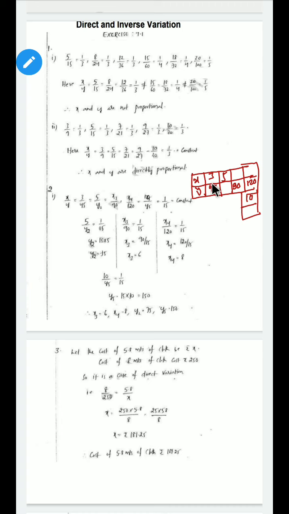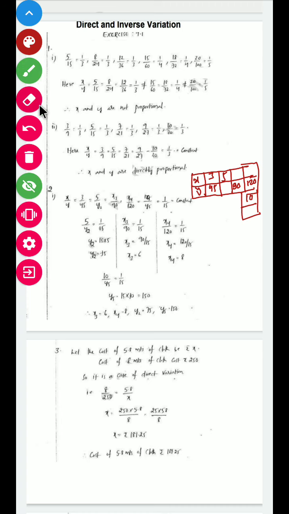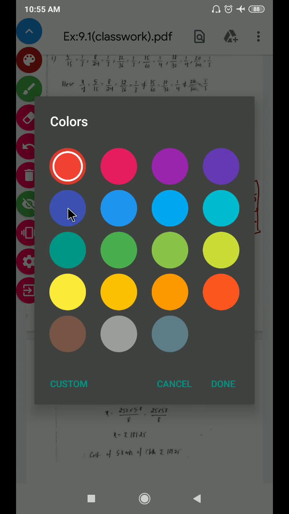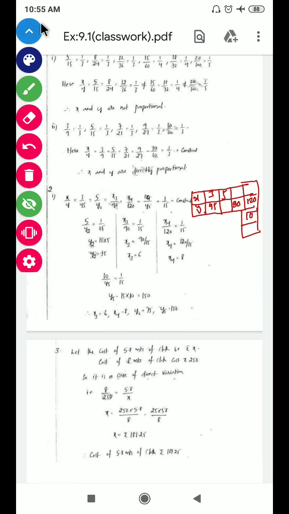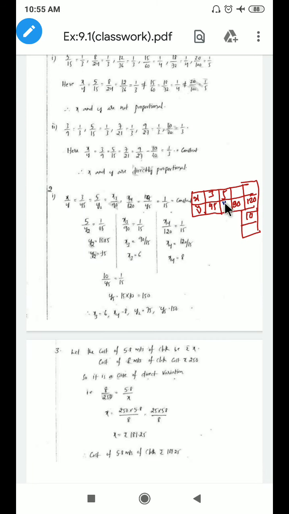Suppose this one is x1, this is x2, and this is y2. I am taking another ink. This is y2, this is x3, this is x4, and this is y5. Clear? Now you have to find out the values of x2, y2, x3, x4, and y5.